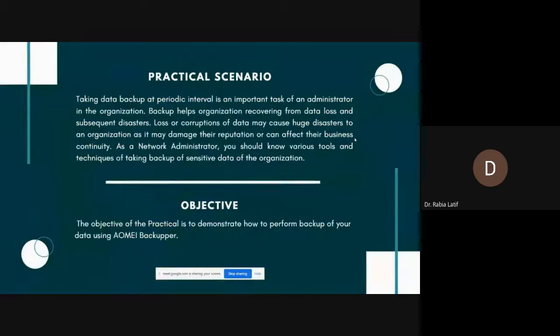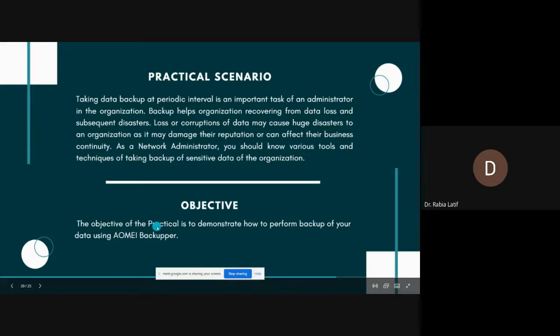Okay, so before moving to the practical, let's quickly go through the practical scenario. Taking data backup at periodic intervals is a very, very important task of an administrator in the organization. Backup helps organizations recover from data loss and subsequent disasters. Loss or corruption of data may cause a huge disaster to the organization, and it may damage their reputation as well. So as a network administrator, you should know the various backup tools and how you can back up your sensitive data. Either you are a network administrator or even a user, you should know how you can take the backup of your data.